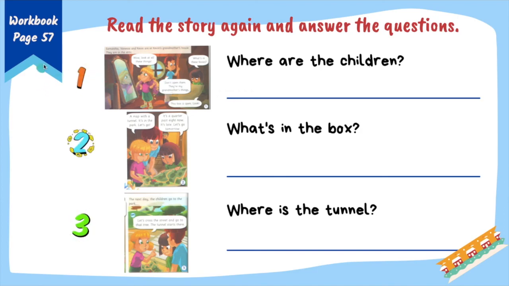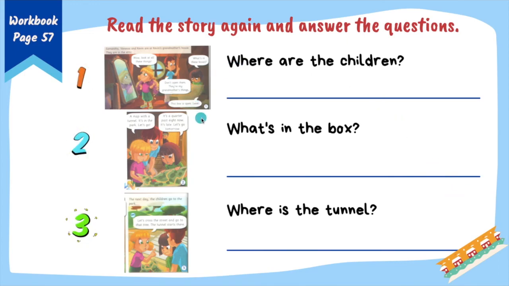Look at your workbook, page 57. Here, you need to read the story again and answer the questions. There are 6 comprehension questions based on the story. So you need to answer all of the questions.